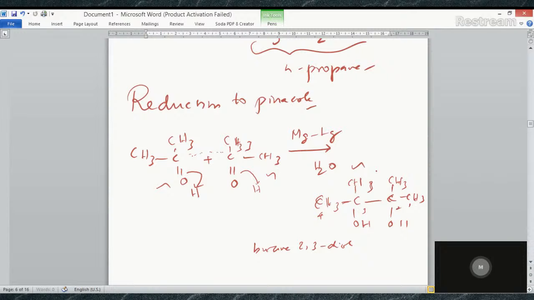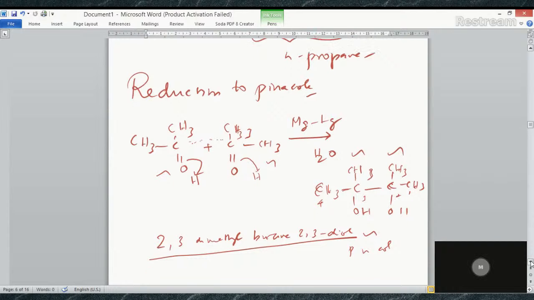And the branches are found at 2 and 3. The name of the branch will be methyl. There are 2 methyl groups. Thus it is 2,3-dimethylbutane-2,3-diol. This substance is said to be pinacol. Here the pinacol arrangement is possible as follows with the help of 2 molecules of acetone.